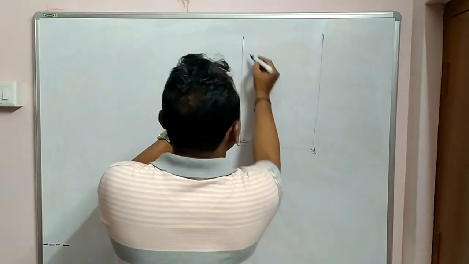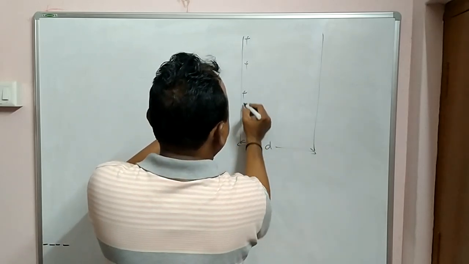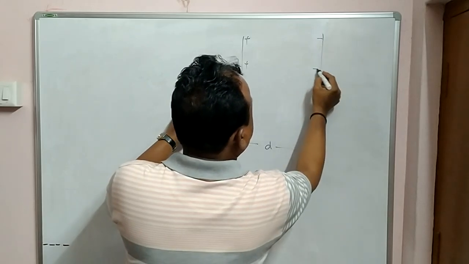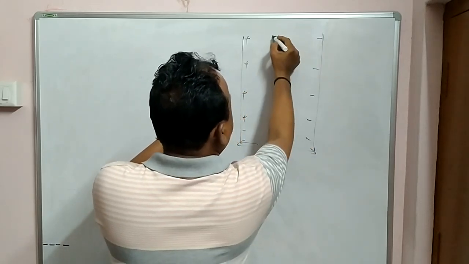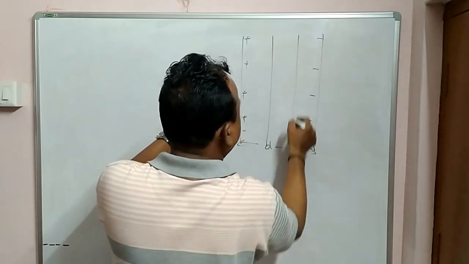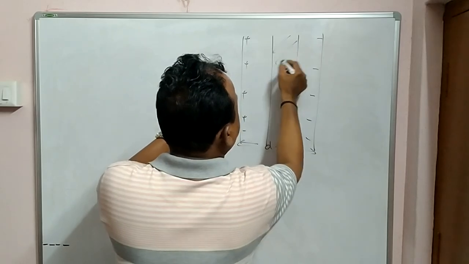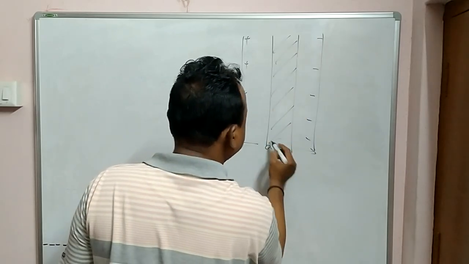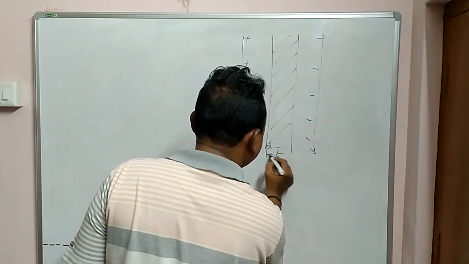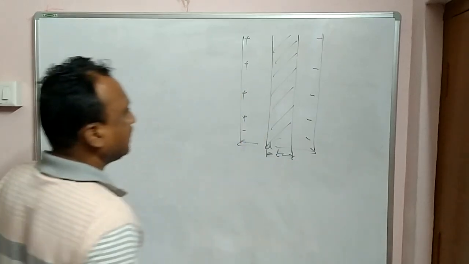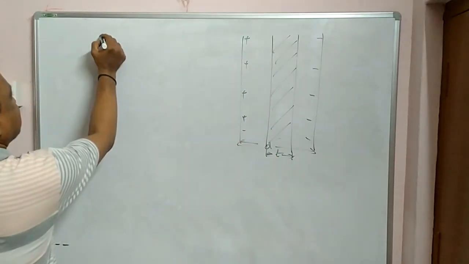Suppose the distance between them is d, in a parallel plate capacitor. And here, suppose I am using a dielectric slab of thickness t. Then what happens to the capacitance?